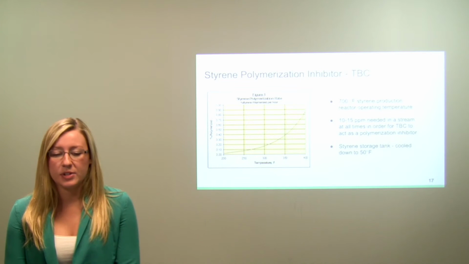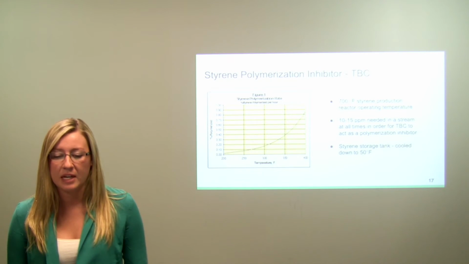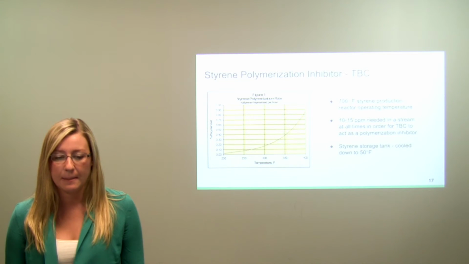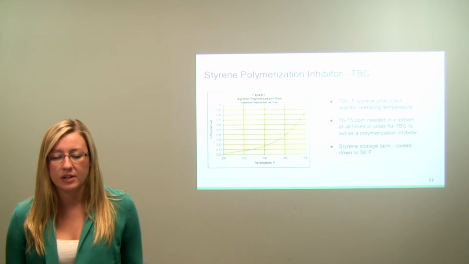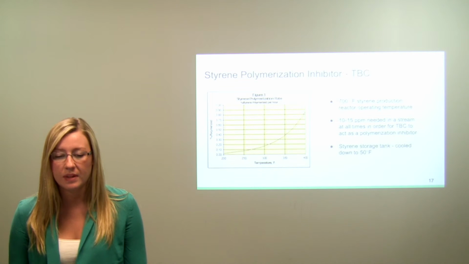As the stream temperature increases from 200 degrees Fahrenheit, the percent of styrene being polymerized increases significantly. Since the styrene production reactor is operating at 700 degrees Fahrenheit, in order to prevent all of the styrene produced from being polymerized right away, the polymerization inhibitor is added to the styrene production reactor.